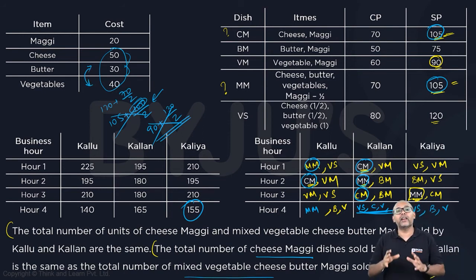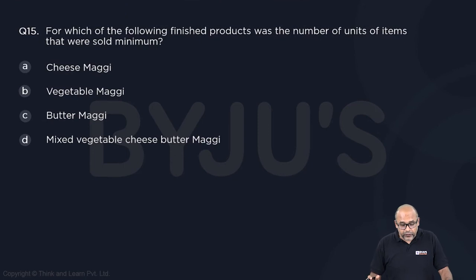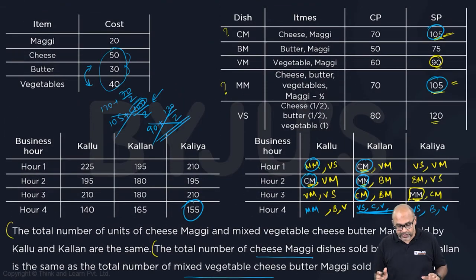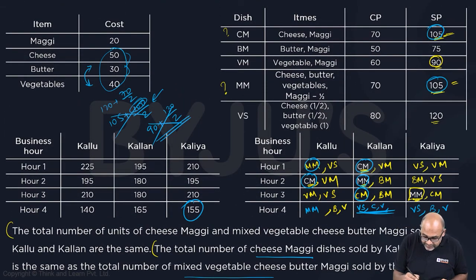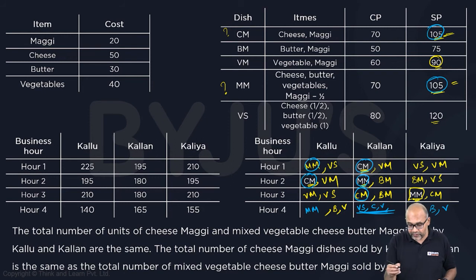So the entire table is now in front of you. Let's go ahead and take a look at the questions. For which of the following finished product was the number of units of items that were sold minimum? So let's count each one and see what is the total. And I will once again erase unnecessary things and create space. I mean, too much to write and too little space for me to work on. So let me erase everything. Okay, now let's start writing the items one after one.